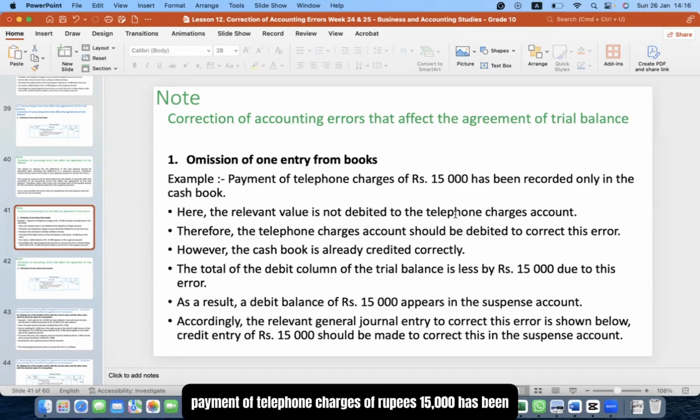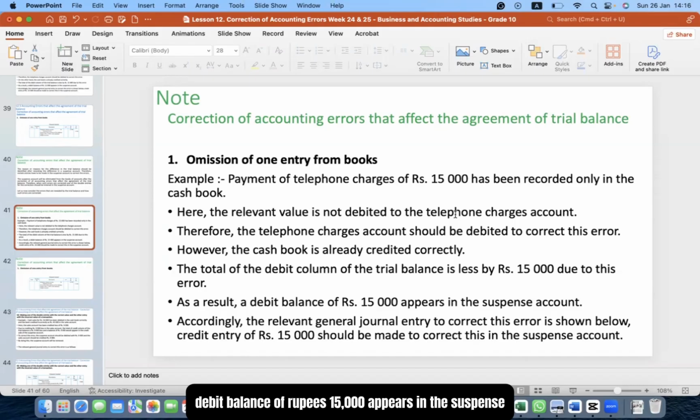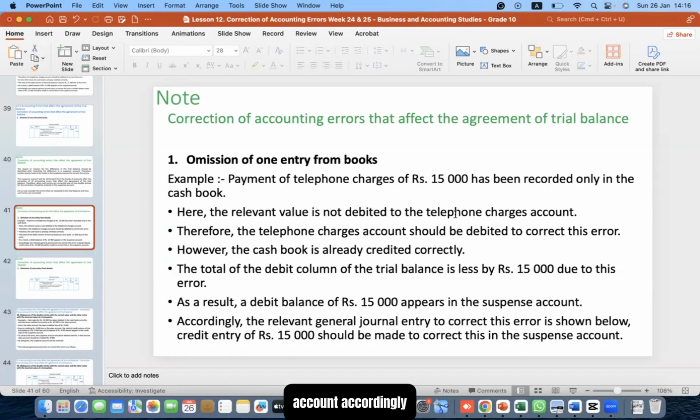For example, payment of telephone charges of rupees 15,000 has been recorded only in the cash book. Here, the relevant value is not debited to the telephone charges account. Therefore, the telephone charges account should be debited to correct this error. However, the cash book is already credited correctly. The total of the debit column in the trial balance is less by 15,000 due to this error. As a result, a debit balance of rupees 15,000 appears in the suspense account.